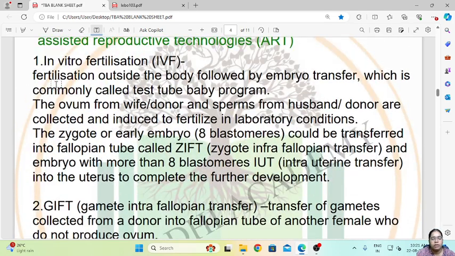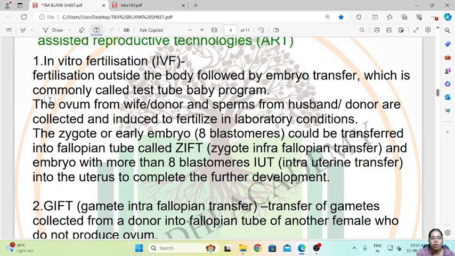So what happens in in vitro fertilization? Fertilization outside the body followed by embryo transfer, which is commonly called the test tube baby program. The ovum from the donor, that is the female, and the sperm from the husband are collected and induced to fertilize in the laboratory. The zygote or the embryo with 8 blastomeres could be transferred into the fallopian tube, called zygote intrafallopian transfer, and the embryo with more than 8 blastomeres can be transferred into the uterus, that is called intrauterine transfer, to complete the further development.